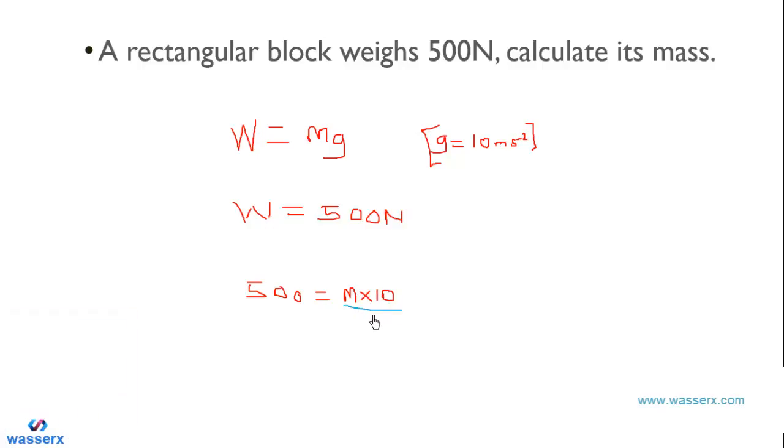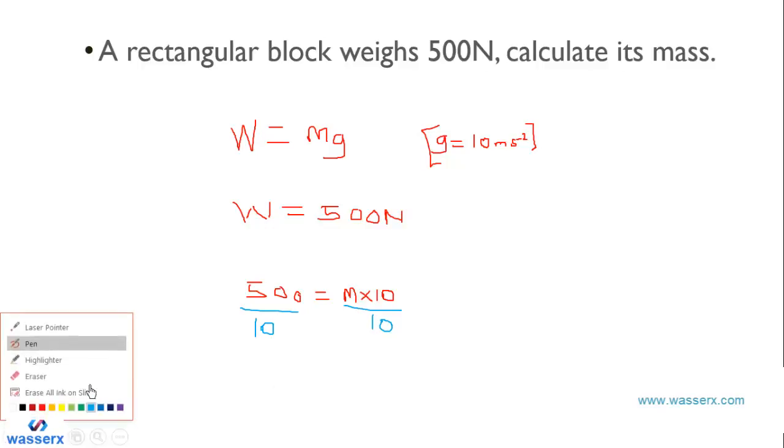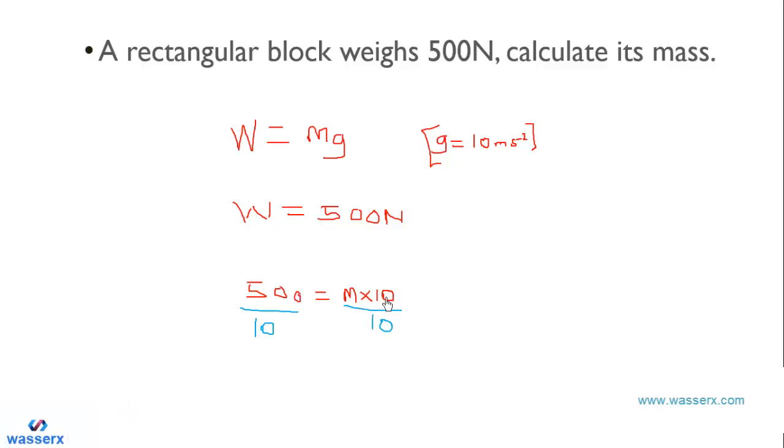So this one divided by 10 and this one divided by 10. So we have the mass. So this cancels this. This goes here 50 times. Therefore the mass is equal to 50 kg. The mass of the block is 50 kg.